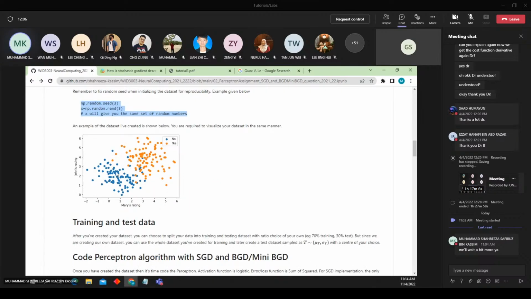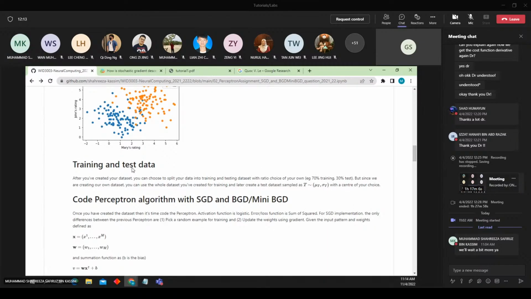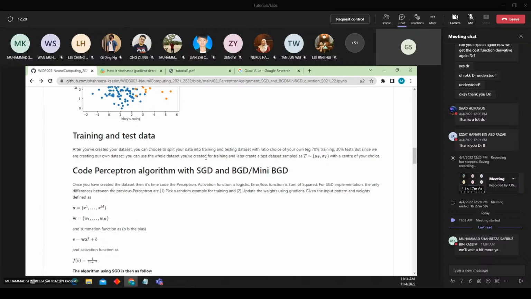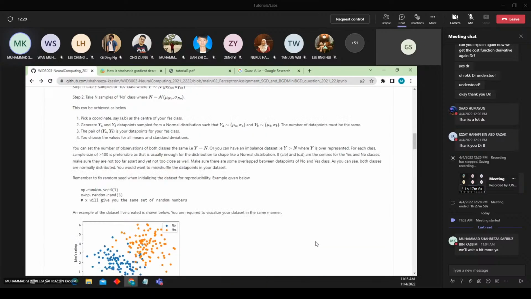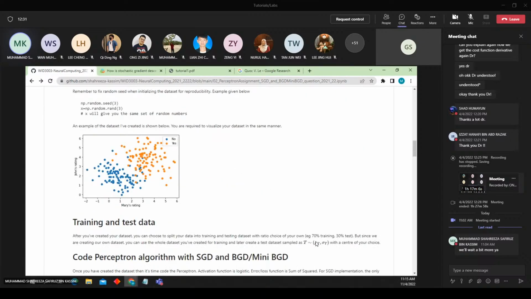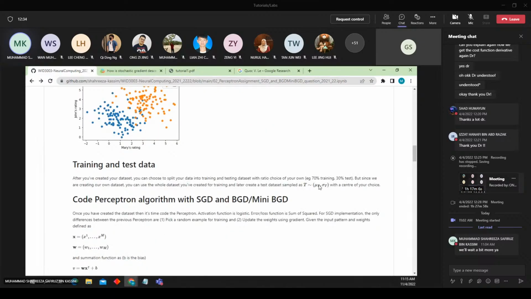So the figures here, of course, you are expected to visualize this figure. Then you can have the training and test data. You can either split the training or test data, but since we are already creating the data set ourselves, you just need to sample another data set from your own mean and standard deviation.